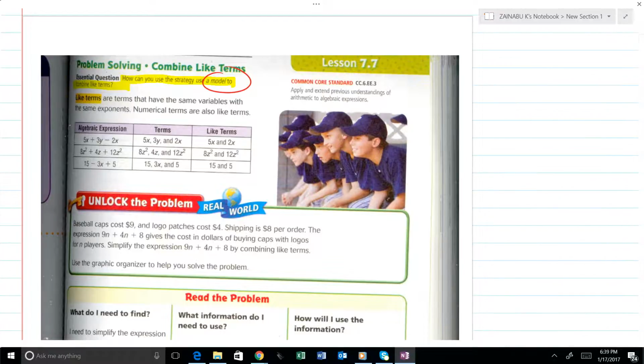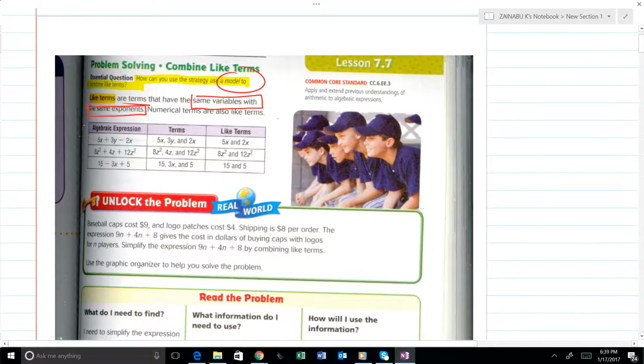Like terms are terms that have the same variable with the same exponents. I think we have to box this in because this is critical and it's really important. So like terms are terms that have the same variables and the same exponents. So variables have got to be the same and exponents have got to be the same. Now, all numerical terms are also like terms.